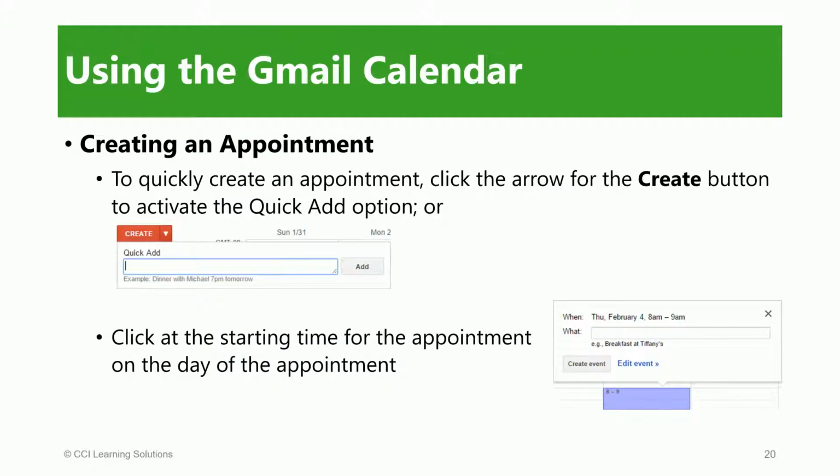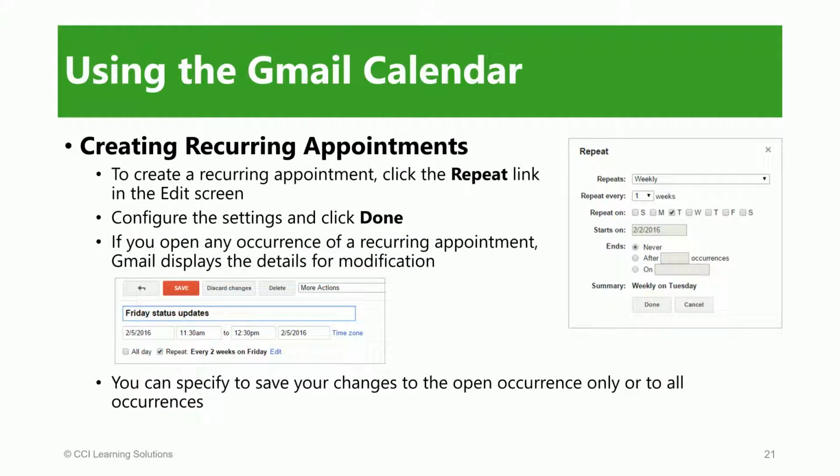And creating an appointment. To quickly create an appointment, click the arrow for the Create button to activate the Quick Add option, or click at the starting time for the appointment on the day of the appointment. Creating recurring appointments. To create a recurring appointment, click the Repeat link in the Edit screen, configure the settings, and click Done. If you open any occurrences of a recurring appointment, Gmail displays the details for modification. You can specify to save your changes to the open occurrence only or to all occurrences.